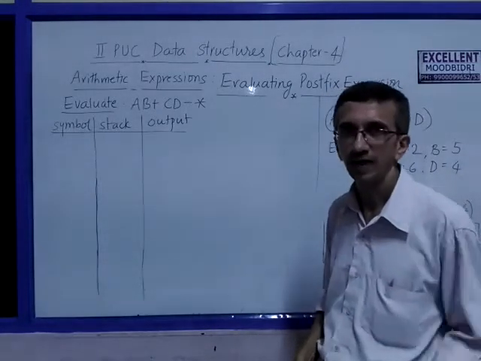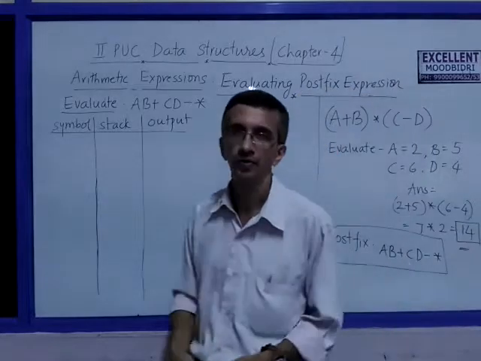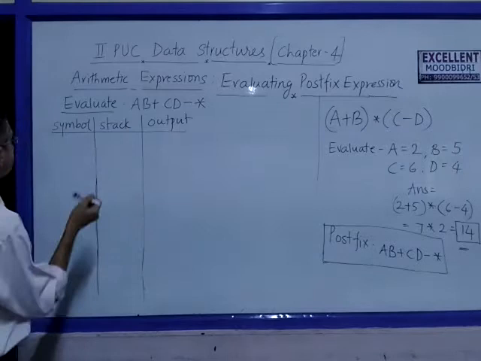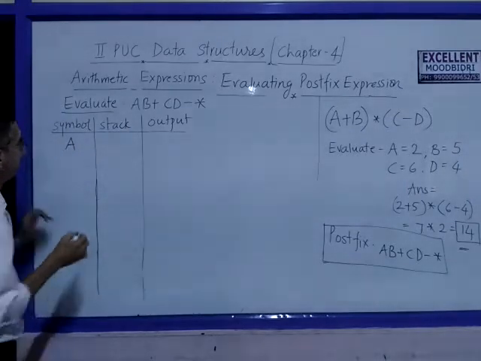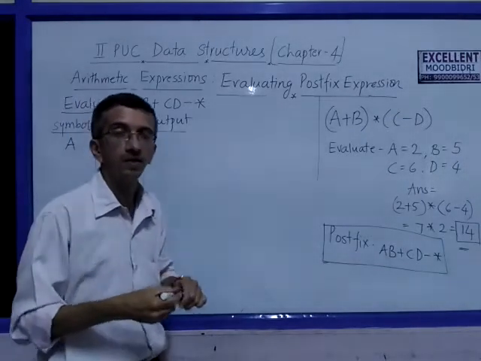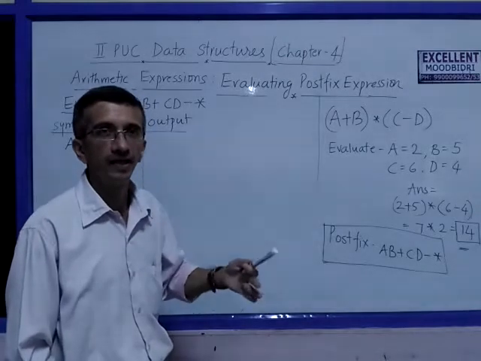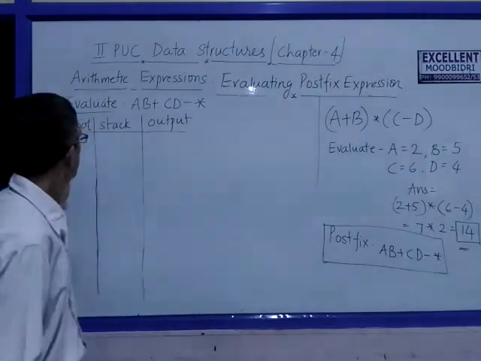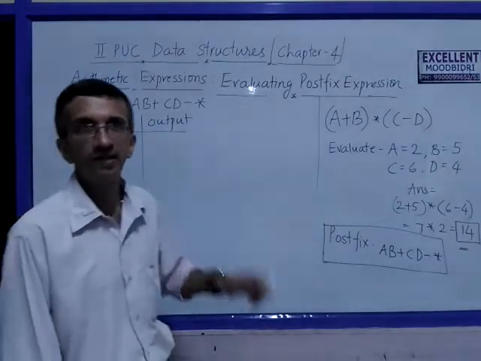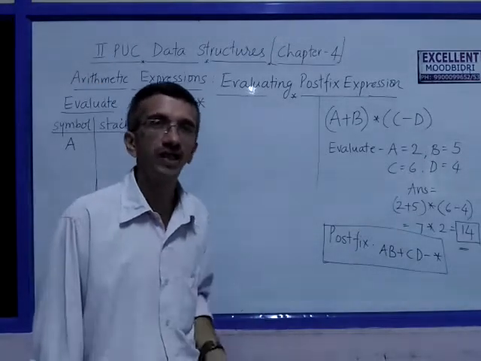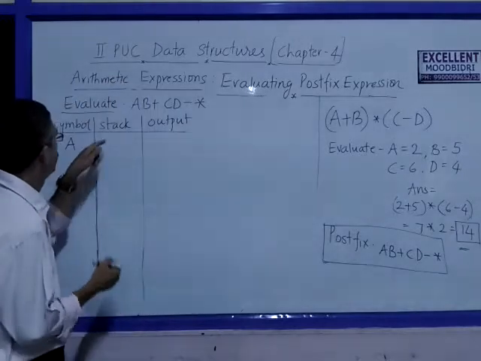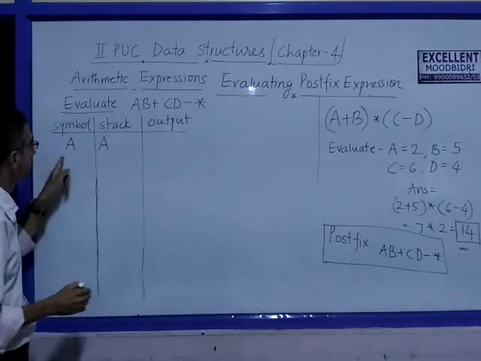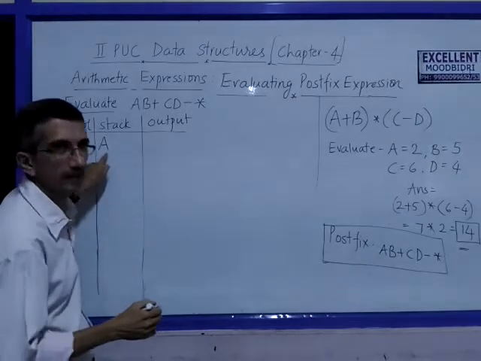The algorithm we have seen, so according to the algorithm only we will proceed. Take the first input symbol A. According to the algorithm, while more inputs are there, into the while loop, if the symbol is an operand, yes it is an operand, then push onto the stack. Stack is empty, so the operand is directly pushed onto the stack.